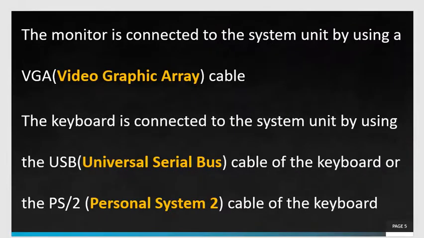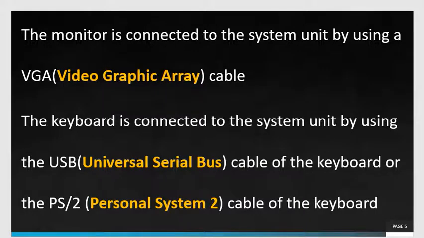Now let's look at how the mouse, the keyboard, and the monitor are being connected to the system unit. The monitor is connected to the system unit by using a cable called the VGA cable. The full meaning of VGA is Video Graphics Array. So we have that cable that is used to connect the system unit and the monitor.